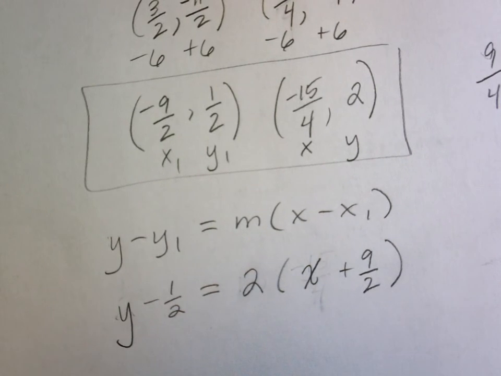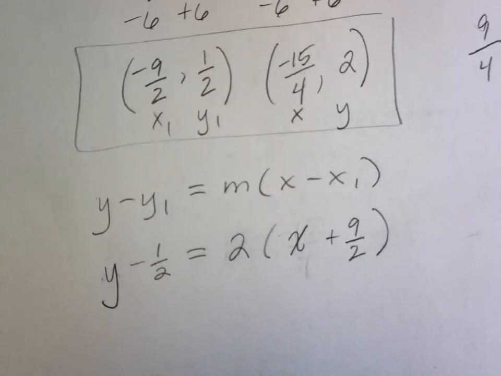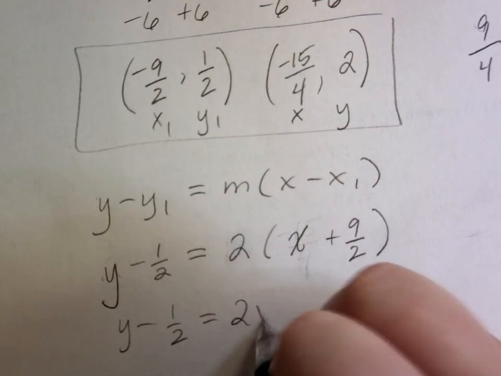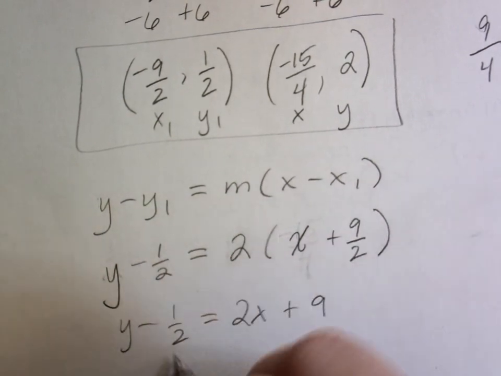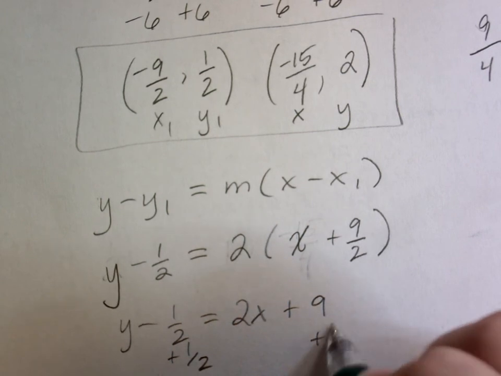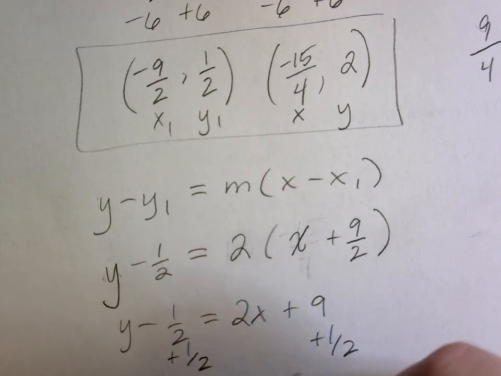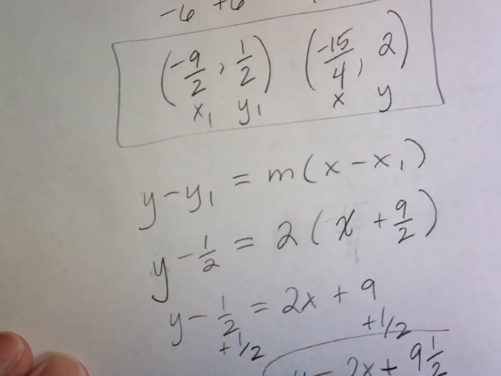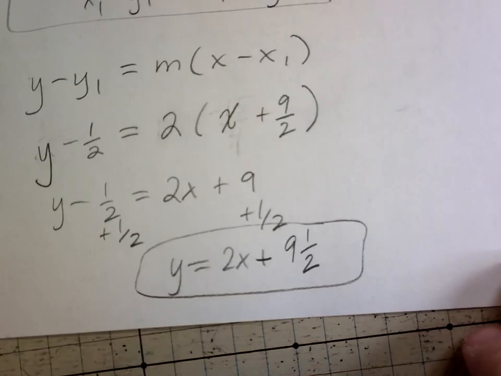Then I'm going to get it in slope-intercept form so that I can see what the y-intercept is. So this is y minus 1/2 equals 2x plus 9. Add 1/2 to both sides, and we get y equals 2x plus 9.5. Or you could say that's 19/2. And that's your answer.